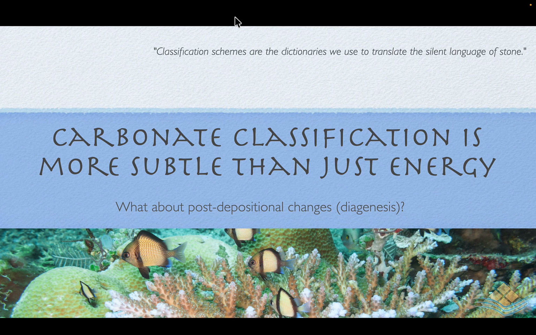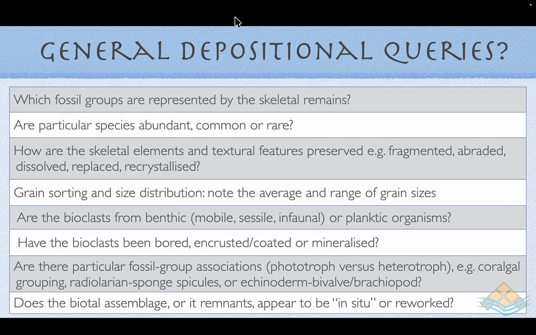When we have any carbonate sediment, there are general depositional questions that we ask of it. What fossil groups are represented by the skeletal remains? Is there a high proportion of coral fragments or bryozoans? Are there particular species abundant, common, or rare? How are those skeletal elements and textural features preserved? Are they fragmented? Abraded? Do they show evidence of early or later dissolution?